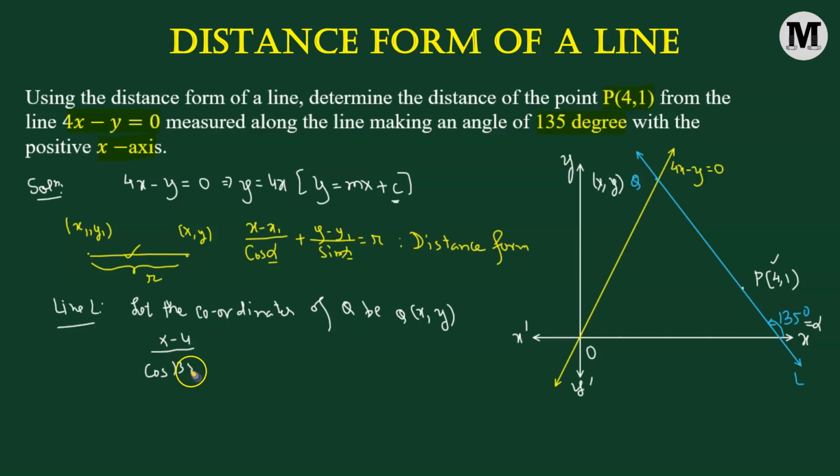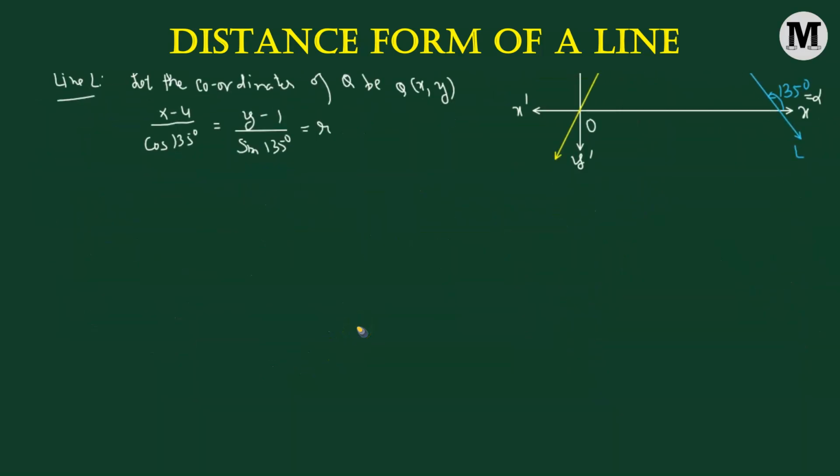So I have cosine of 135 degrees. This is going to be equal to, we need y minus y1. So y1 here is 1 divided by sine 135 degrees, and this is going to be equal to r. Okay. So what we have here is the equation of the line L given in distance form. So let us consider x minus 4 divided by cosine of 135 degrees, and this is going to be equal to r. So we can represent x as 4 added to r times cosine of 135 degrees.